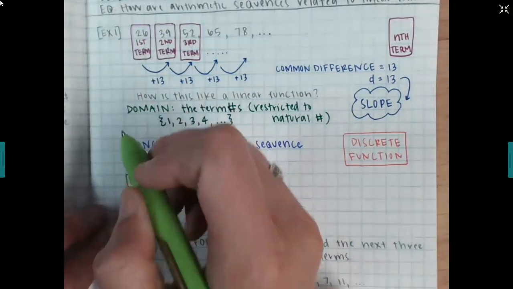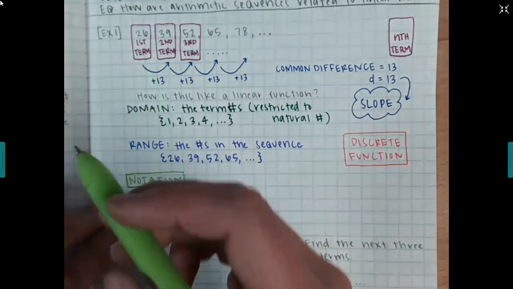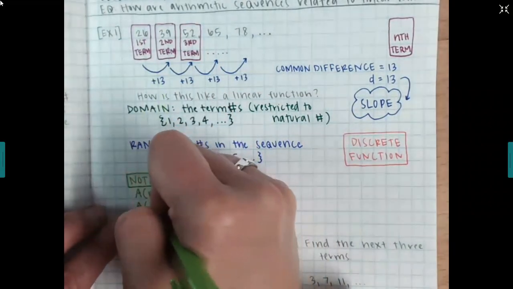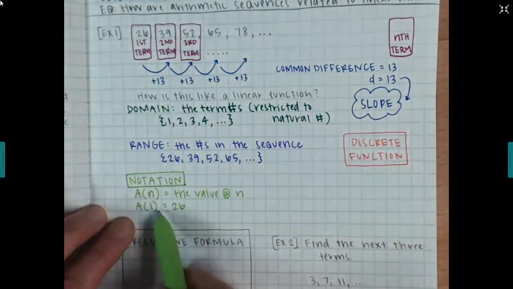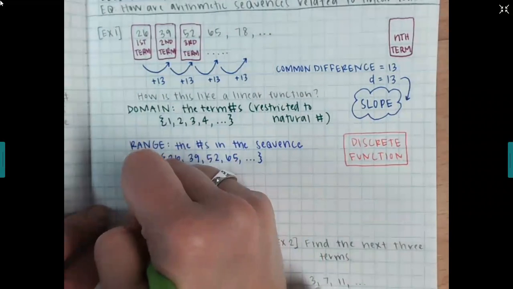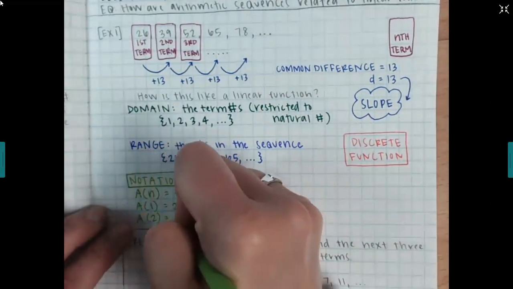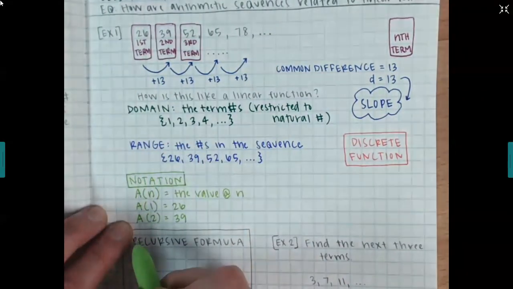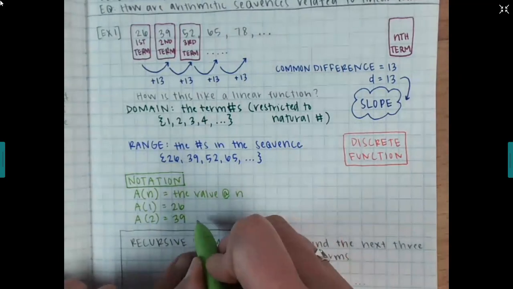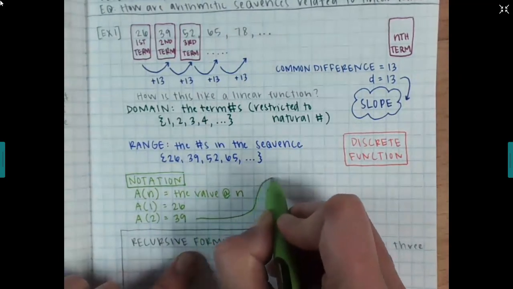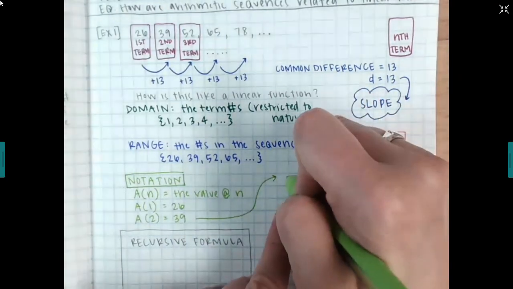So for example, if this was a function, we would say that a of 1 is equal to 26 because the first term is 26, and a of 2 is equal to 39 because the second term of this sequence is 39. But sequences use subscripts.